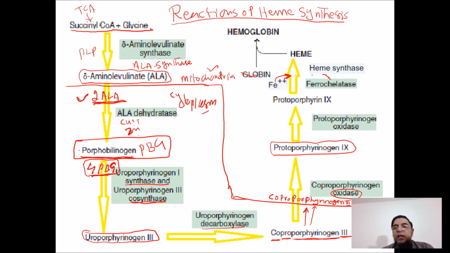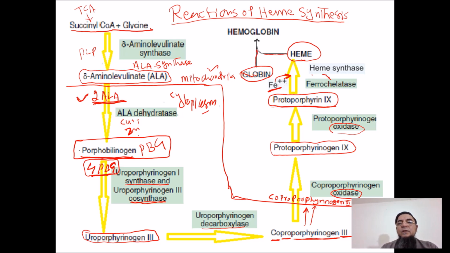Then this protoporphyrinogen 9, with the help of another oxidase enzyme, protoporphyrinogen oxidase, is converted into protoporphyrin 9. Then protoporphyrin 9, with the help of the enzyme ferrochelatase or heme synthase, is converted into heme, with the addition of the ferrous form of iron. Heme comes out from the mitochondria into the cytoplasm, and then in the cytoplasm it condenses with the globin, and then it makes hemoglobin.